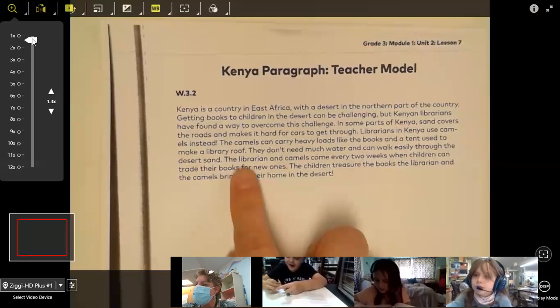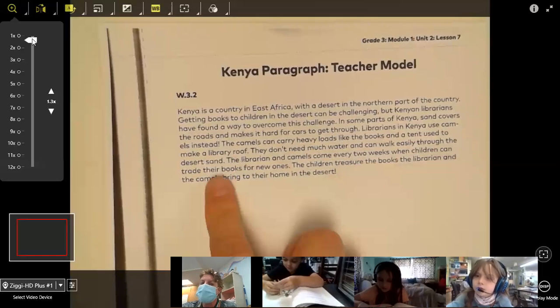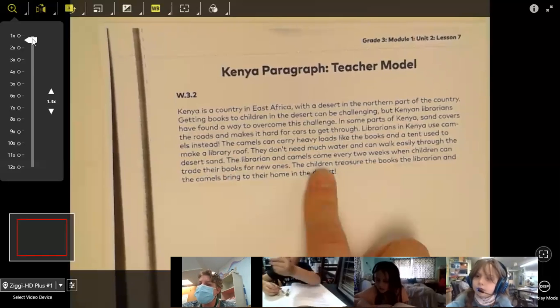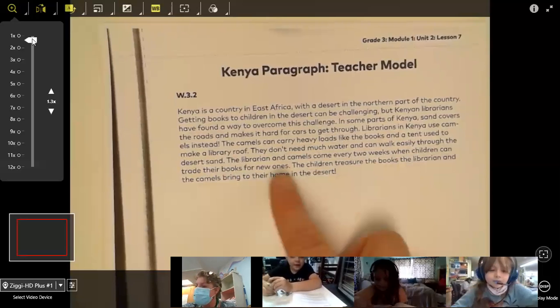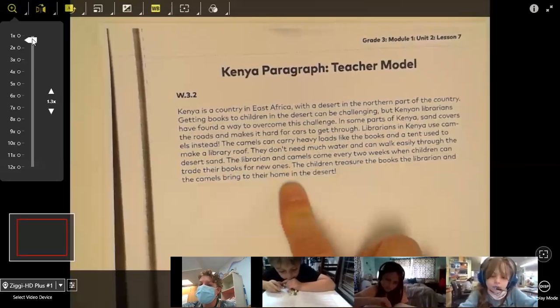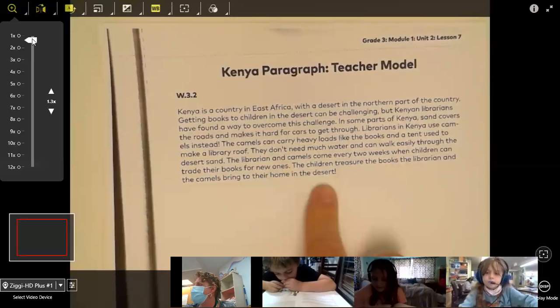They don't need much water and can walk easily through the desert sand. The librarian and camels come every 2 weeks when children can trade their books for new ones. The children treasure the books the librarian and camels bring to their home in the desert.